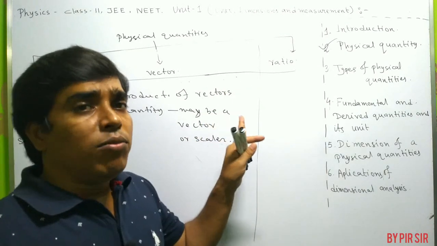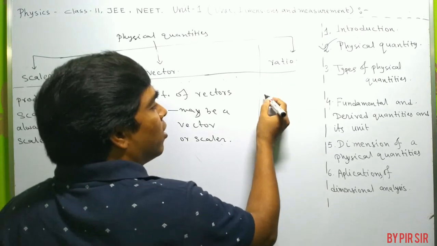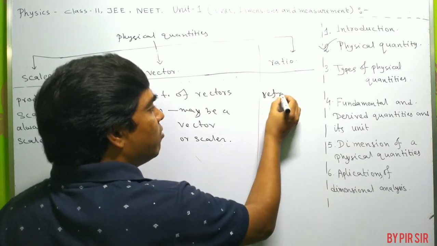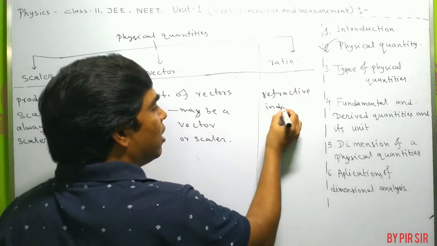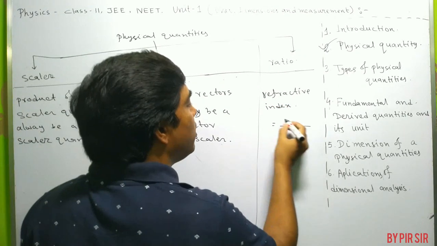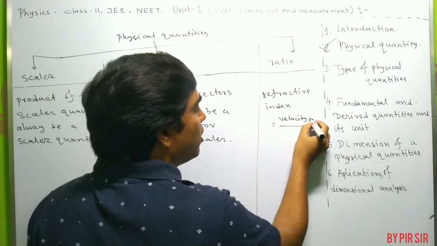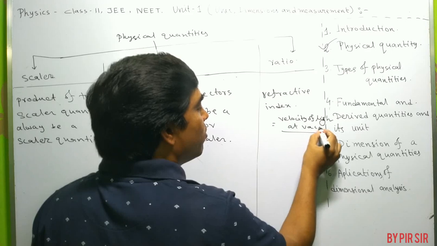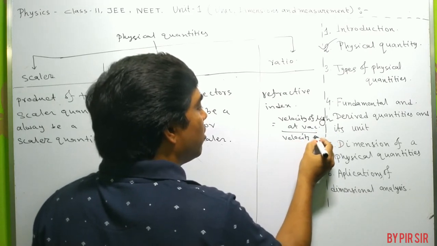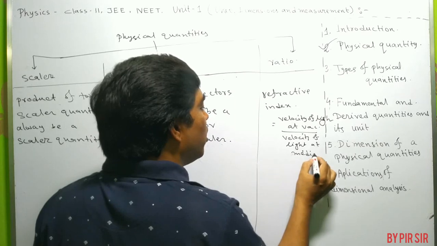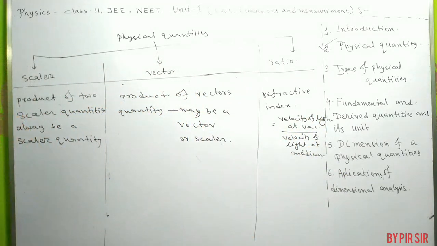And the ratio of the same quantity: refractive index is a ratio of two similar quantities. That means the velocity of light in vacuum and the velocity of light in a medium. The ratio of two velocities is equal to the refractive index. These are the three types of physical quantities.